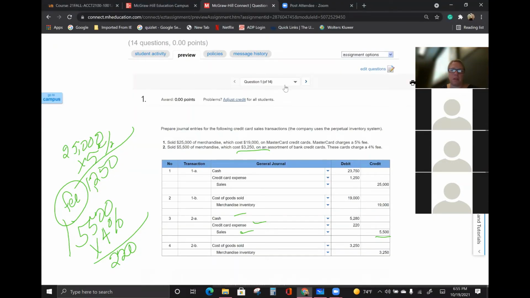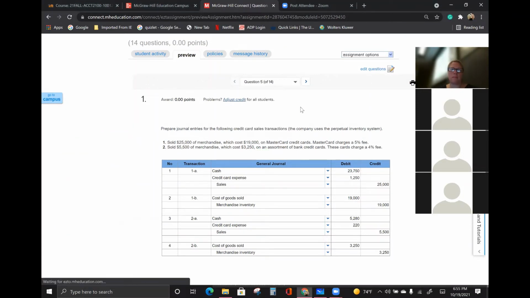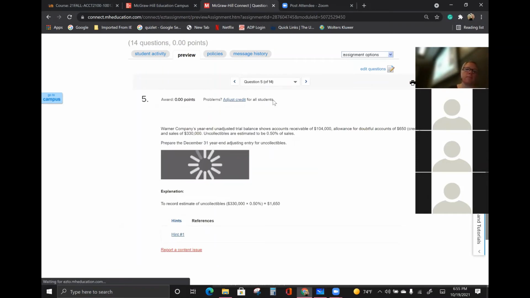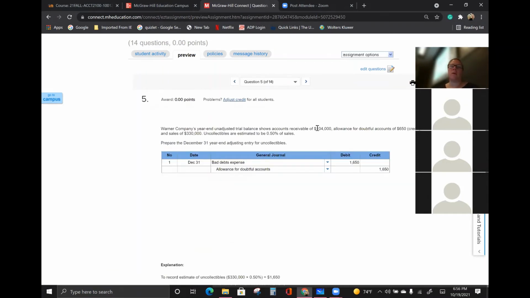So we're going to number 5. Okay, so now we have a bad debt. So Warner Company's year-end unadjusted trial balance shows accounts receivable of $104,000, allowance for doubtful accounts of $650 credit, and the sale of $330,000. Uncollectibles are estimated to be 0.5% of sales.